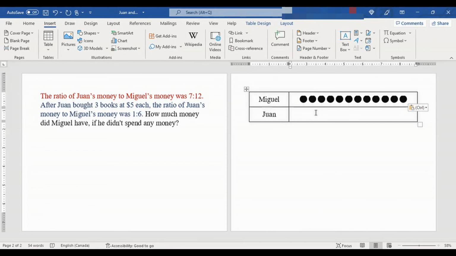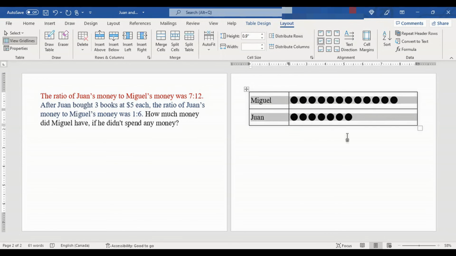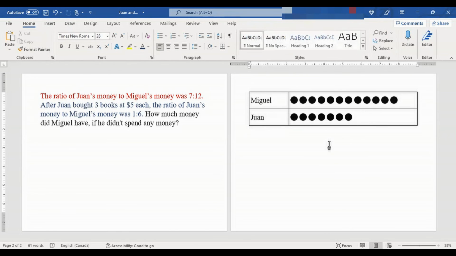And now as the question says, 7 to 12, we're going to give Juan 7 of those dots. There. Now we can clearly see the 7 to 12 ratio. That means we are wrapping up the red sentence. Now we move on to the blue sentence.